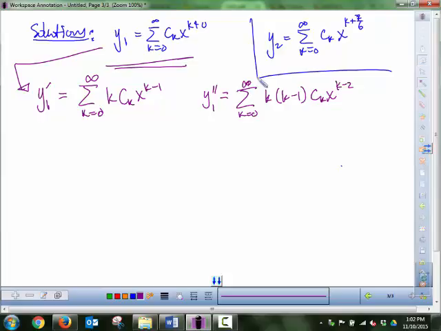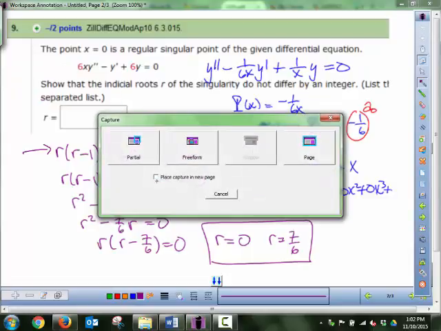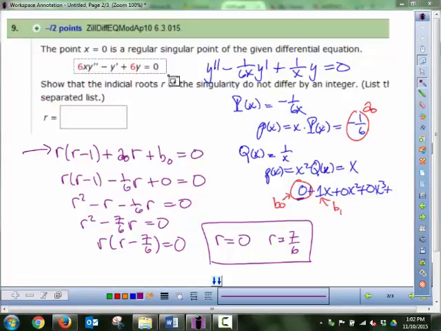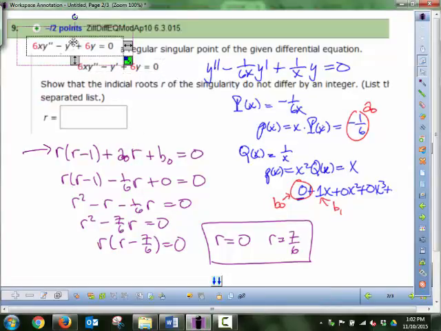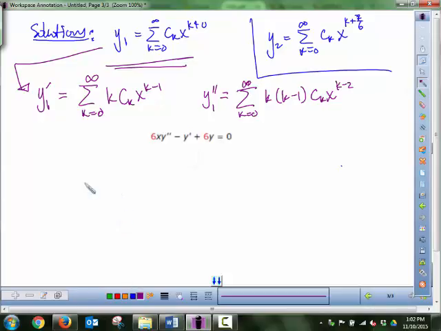All right, so the differential equation looks like this. We're going to put in the y double prime and then the y prime with 6x. So let's get to work here. 6x times the double prime.